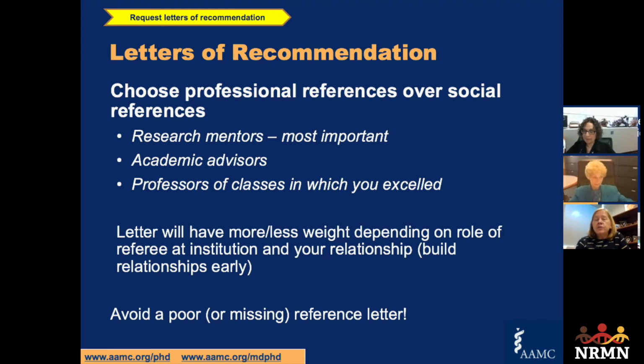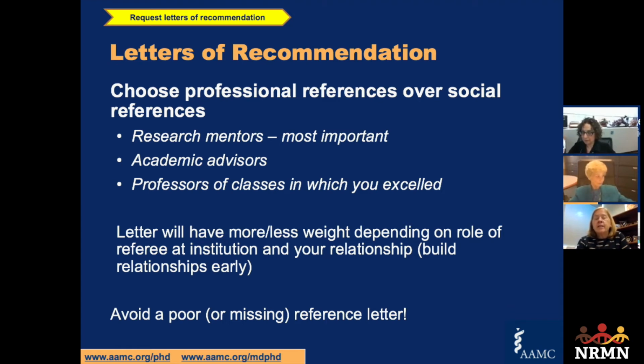Academic advisors who know your career goals and the many steps that you've taken in your path to a PhD can also be good letters of recommendation. Professors in classes in which you excelled, those can be good letters of recommendation, but make sure that they can write more than this student made an A in my class.